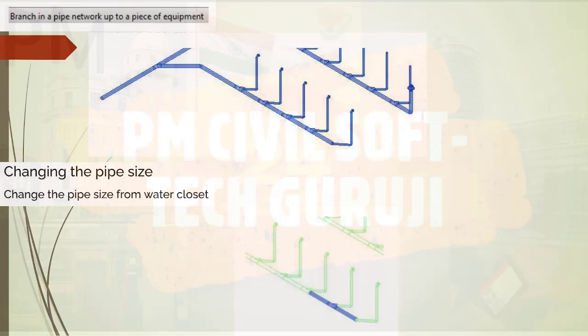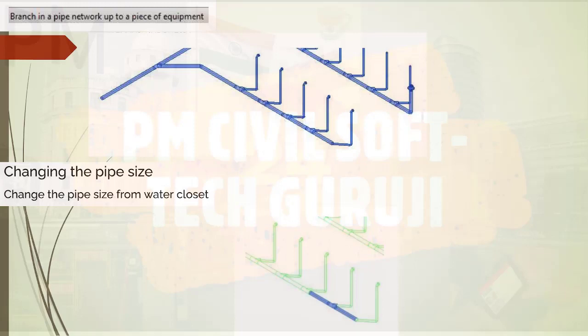Now the next part is changing pipe size. Change the pipe size from the water closet. So zoom in on the pipe near the water closet. Hold the Control key and click the pipes and fittings highlighted below.